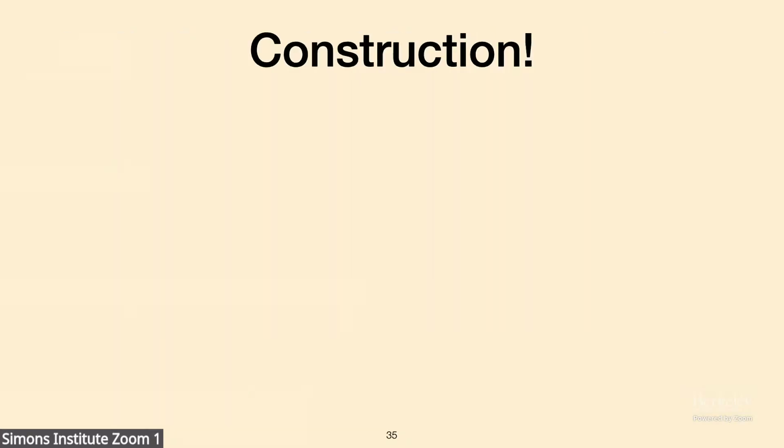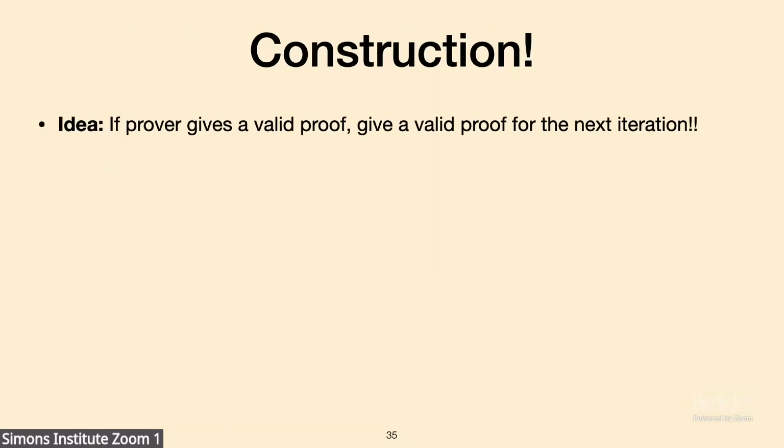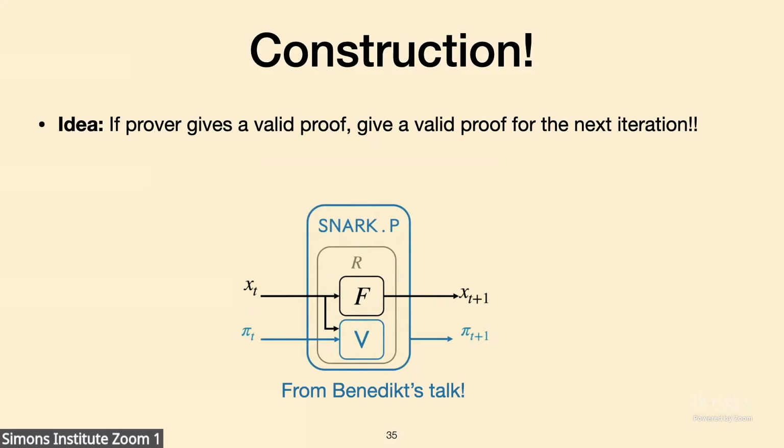Okay, so now the construction. The idea is very simple. If I give you an obfuscation, this is probably what you'll try to do. And in fact, Benedikt actually had a really pretty picture that ends up being exactly what we do. Basically, the SNARK prover takes in the configuration and a proof, verifies the proof, and outputs the next proof. So as long as you give me a good previous proof, I'm going to output the next proof.